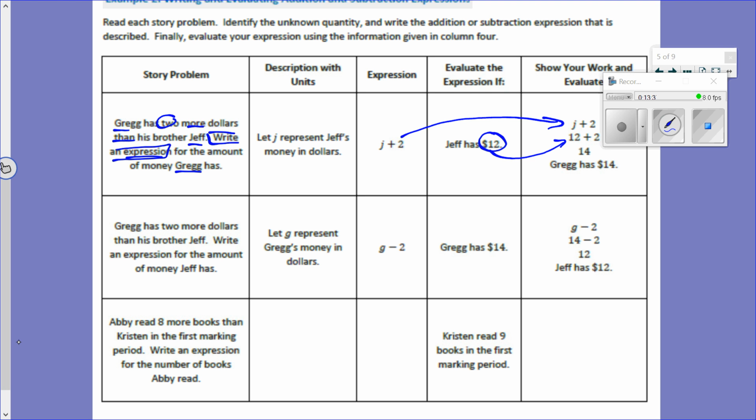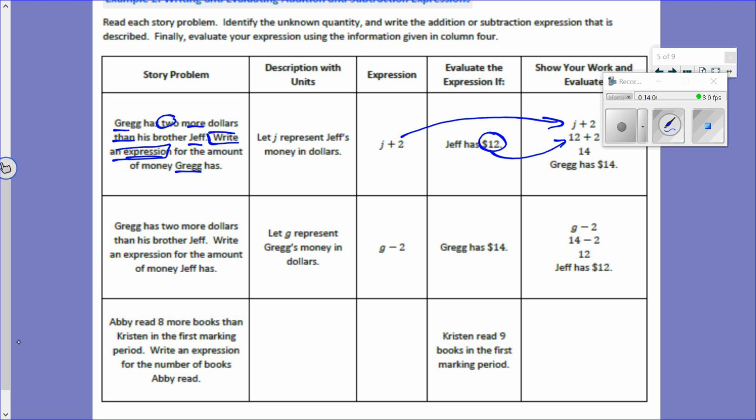Now, another nice piece about this, the one thing I highly recommend, go back and check it and read it and make it make sense. See if it makes sense. So I now know Greg has $14. $14 is 2 more than Jeff, who is 12. Is that a yes? Yeah, if I say yes, then I did it right. If I say no, then I did something wrong, probably in my expression or in my variable.